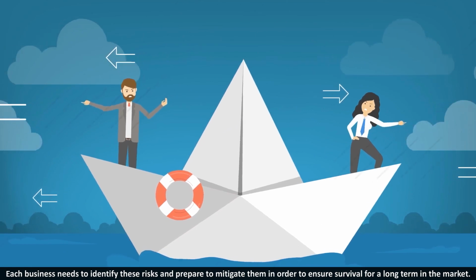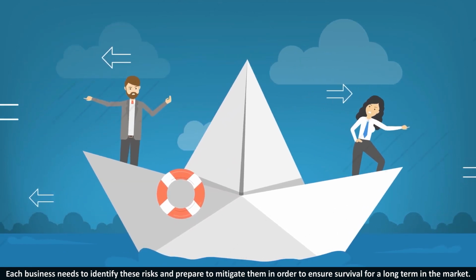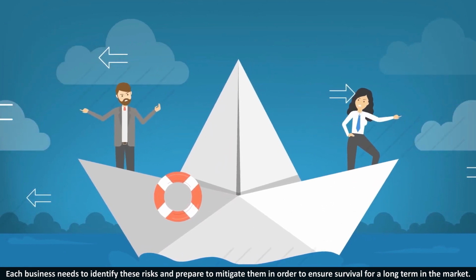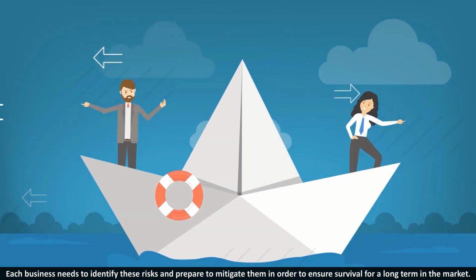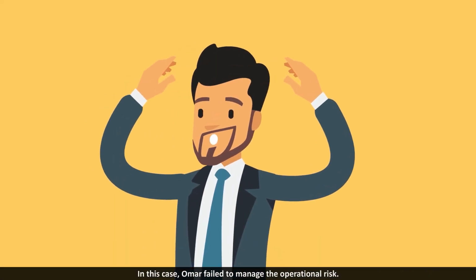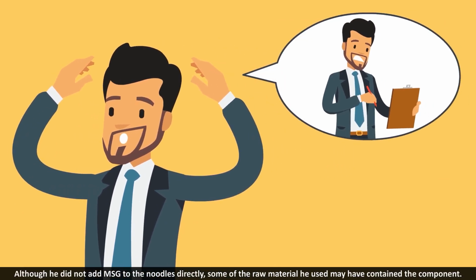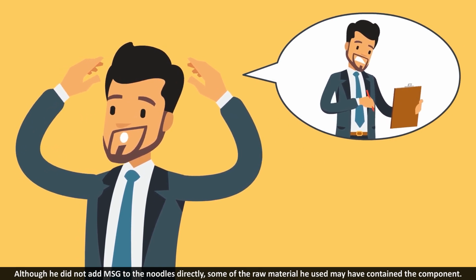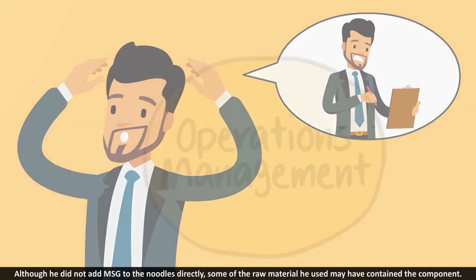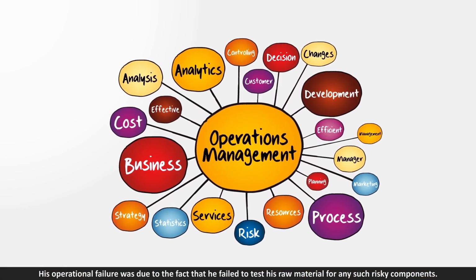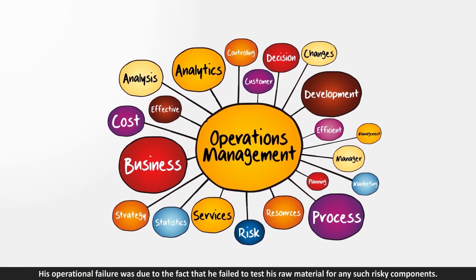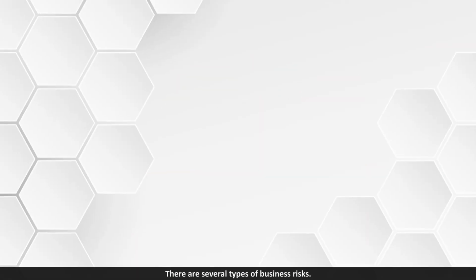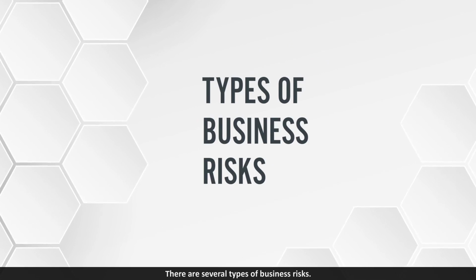Each business needs to identify these risks and prepare to mitigate them in order to ensure survival for a long term in the market. In this case, Omar failed to manage the operational risk. Although he did not add MSG to the noodles directly, some of the raw material he used may have contained the component. His operational failure was due to the fact that he failed to test his raw material for any such risky components. There are several types of business risks.